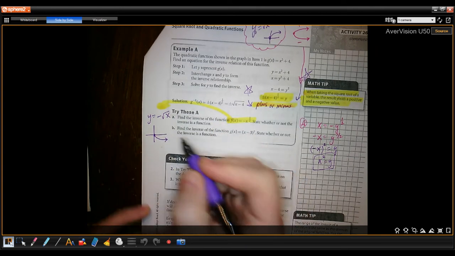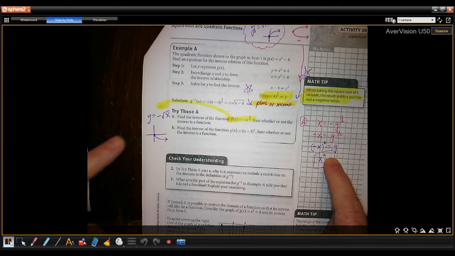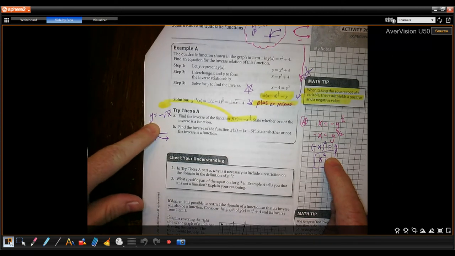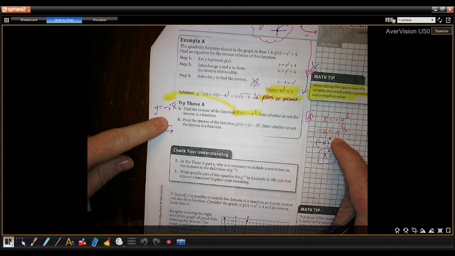Okay, so let's go back to the lesson from Thursday. The domain of one is the range of the other, and vice versa, right? So we have to restrict the domain of this one, which means it has to match the range of this one, because these are inverses of each other, right?